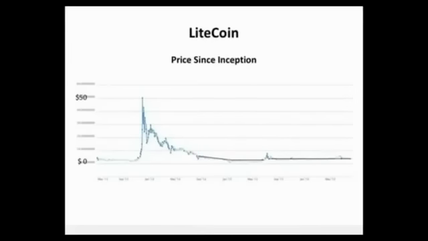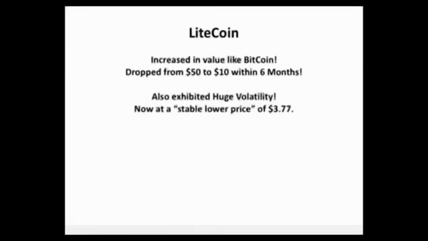And it peaked around $50 and then has gone back down to, as you can see, below 10, around $5. Next slide shows a summary. It went up to 50 and then went down to 10 within 6 months. And it's got huge volatility, and now it's hanging in around $3.70.